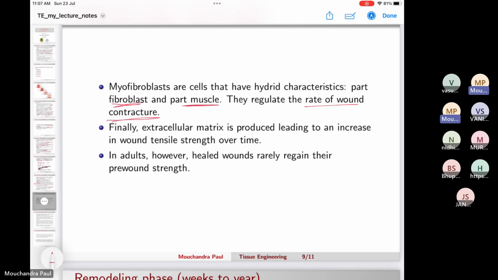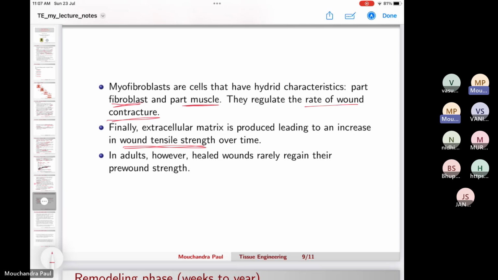Finally, over time, what happens? A large amount of ECM proteins are produced, which increases the tensile strength of the wound area. Now the wound is kind of harmless from external factors, like any sharp object striking, or you fall again at that site and get injured. Now that site is not weak anymore, it can sustain itself.